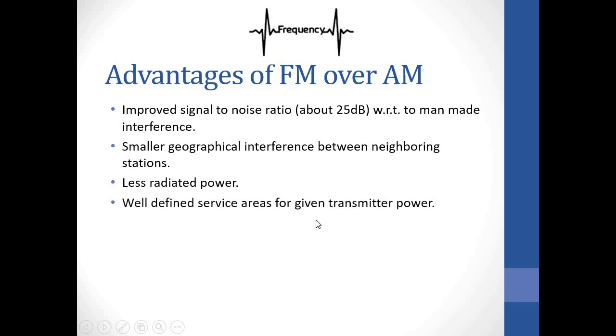Well-defined service area for a given transmitter. Unlike in AM, where there are several components in an AM signal, each having a different power level. But with our FM, we've got a constant power level, meaning that a particular transmitted power has a particular service area which it can transmit to.